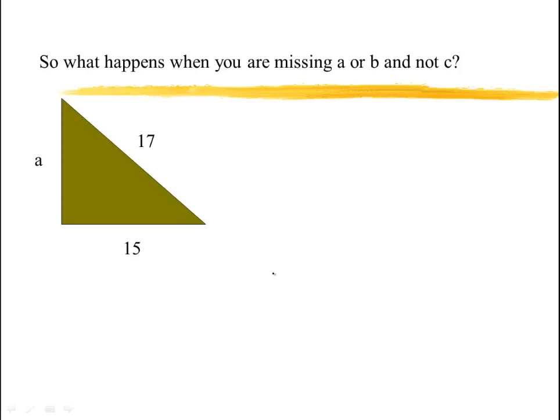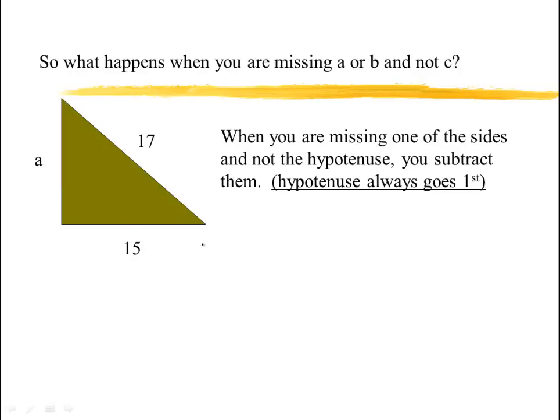Fantastic. So what happens when I'm missing a leg and not my hypotenuse? What do you think we're going to do? If you said subtract, you were right. If you miss a leg, you're going to subtract the two numbers. Now when you subtract them, the hypotenuse always goes first. So in this particular problem, I'm going to do 17 squared minus 15 squared equals A squared. Finish it for me. Hit pause.